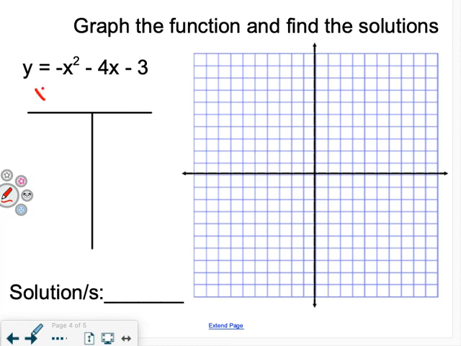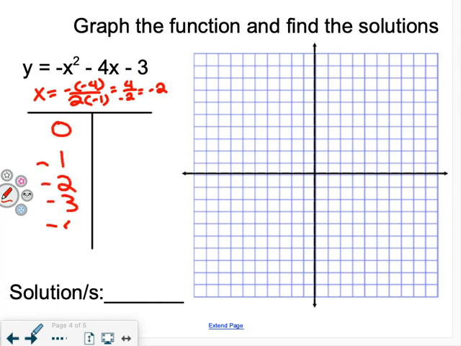So we start with x is equal to negative b over 2a. Be careful of all those negatives there. So negative negative 4 is positive 4. 2 times negative 1 is negative 2, which gives us negative 2. So now I need 2 above it, 2 below it. And now I need to plug back in negative 2 because I know my axis of symmetry is this line right here. I need to plug it in to find my vertex.